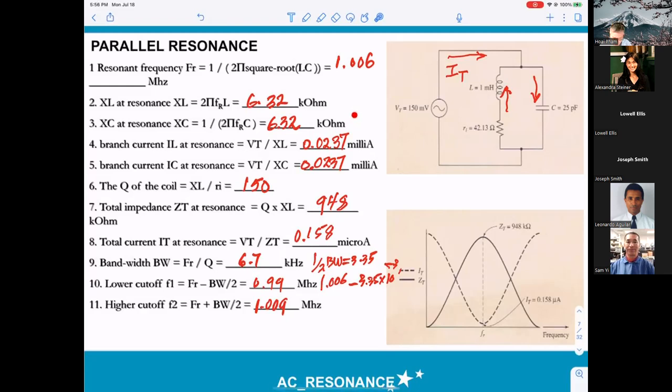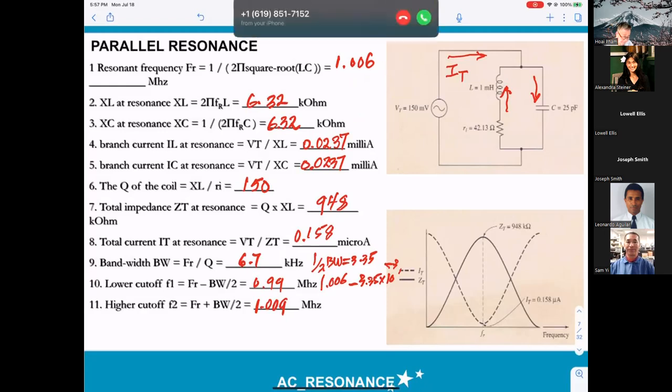The frequency at resonance has to be the same. Okay, the resonance frequency is 1.006 megahertz. Now I want to verify XL or XC at the resonance, they should be equal. My calculation, 6.32 kilo ohm.